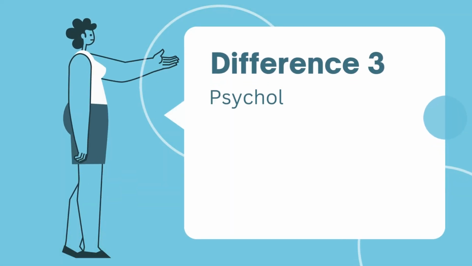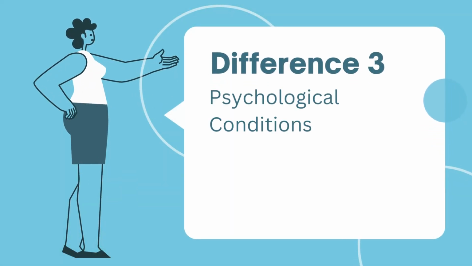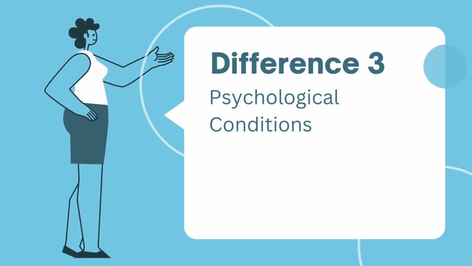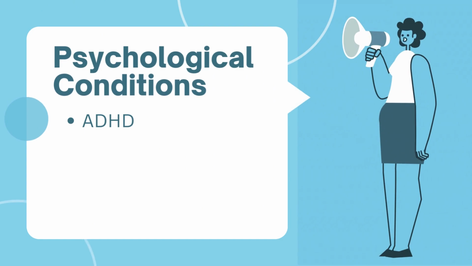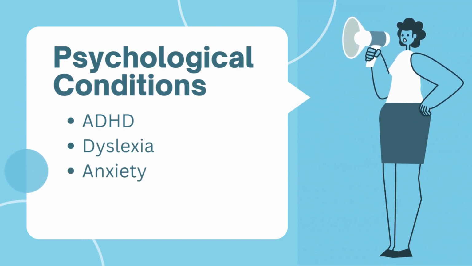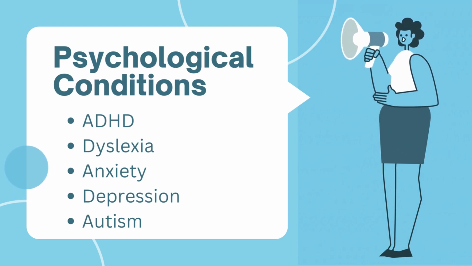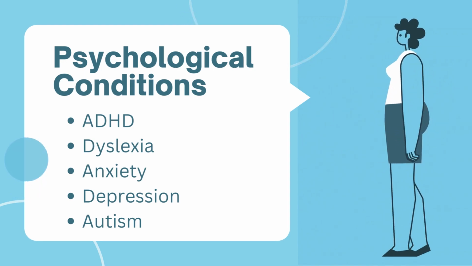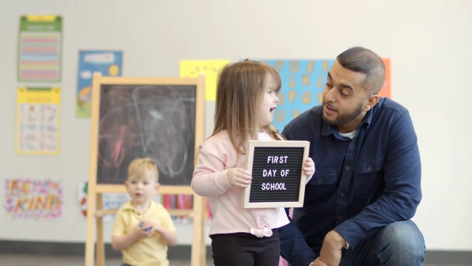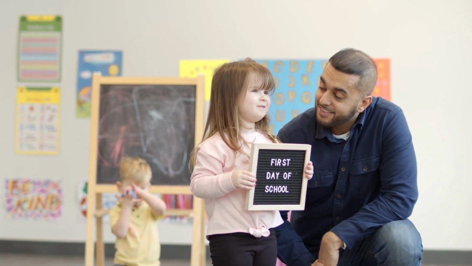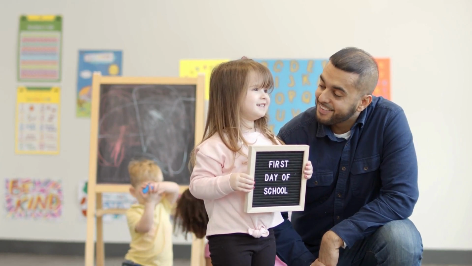And speaking of psychology, this brings me to my third category, psychological or mental conditions. And there are several of those you'll need to watch out for. Some students have conditions such as ADHD, dyslexia, anxiety, depression, or are on the autism spectrum, and so forth. But if you're an experienced teacher, you know that every class usually has a handful of children who need some special attention. And if you're a new teacher, well, now you know.